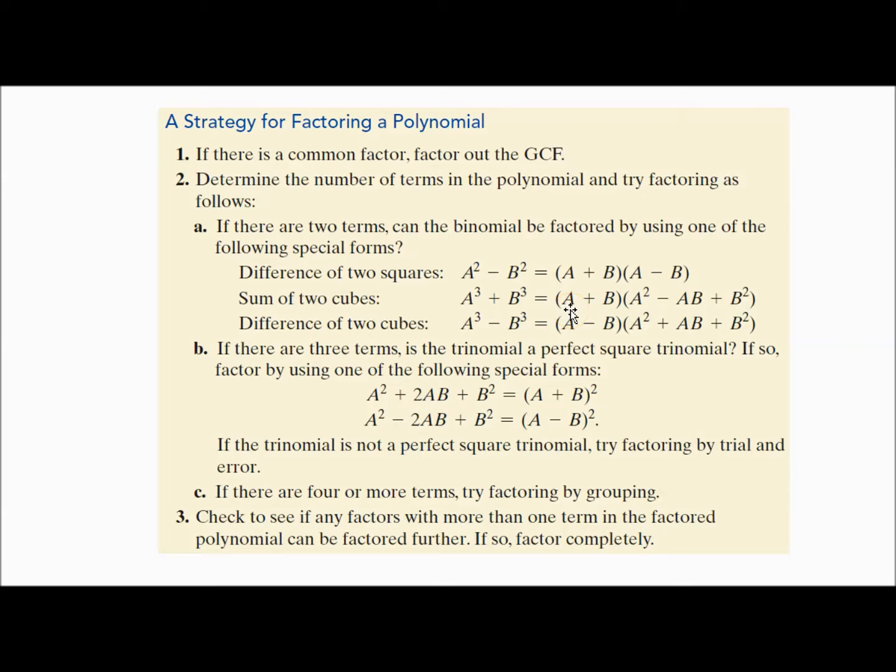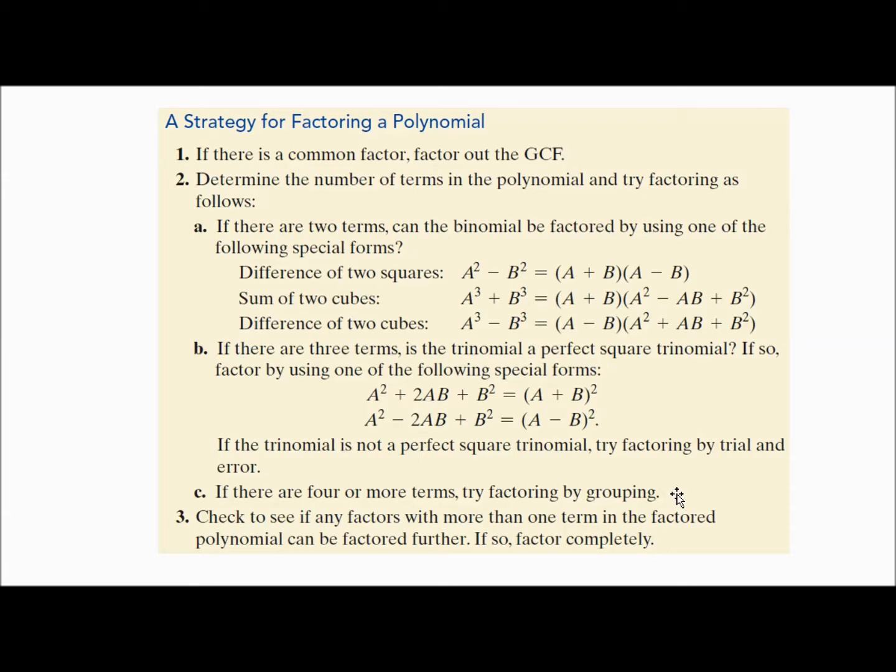B, if there are three terms, you need to be able to factor the trinomial. And in this video, I really want to focus on some techniques for factoring a polynomial with three terms. In other words, a trinomial. We talked about if four terms, you would have a factor by grouping, and we may run into that in this video as well. And then finally, step 3 is look at your factors and see if you can't factor again.